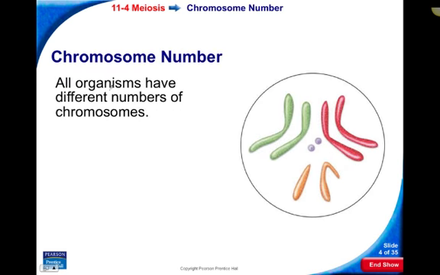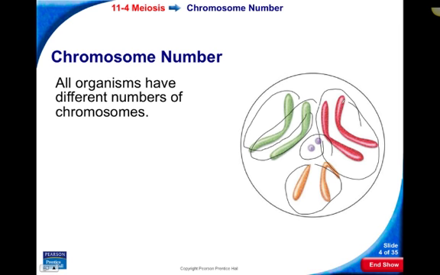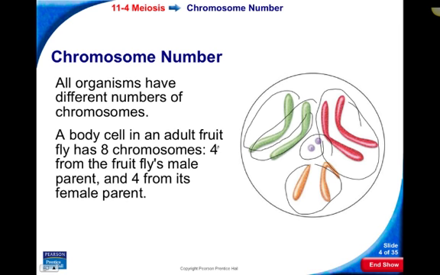Okay, so all organisms have different numbers of chromosomes. It depends on what the organism is. This shows right here a Drosophila, which is actually a fruit fly, and it shows that it has 8 chromosomes. You can see all 8. It inherited 4 from the fruit fly's dad, and it also inherited 4 from the mom.